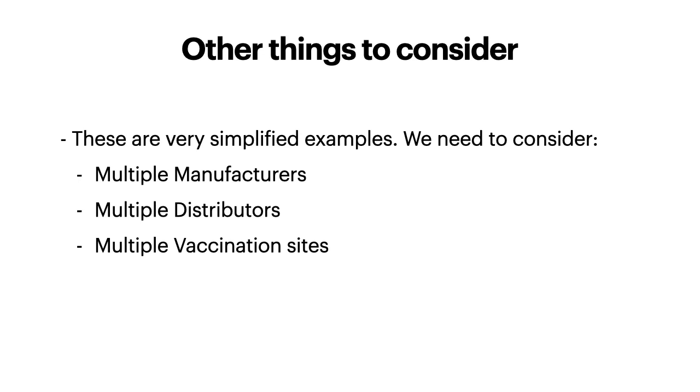Think about how many different places you can buy wood for a pencil from, or think about how many different manufacturers create pencils. Think about how many different ways you could distribute a pencil, whether that is with FedEx or DHL, whether that is with Canada Post or a completely separate distribution company. And there are also multiple vaccination sites and multiple different places where you can receive your vaccine.